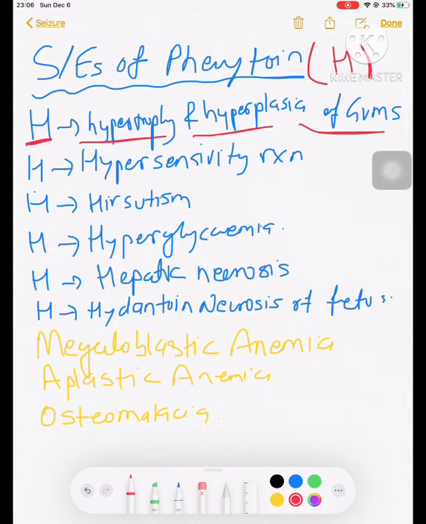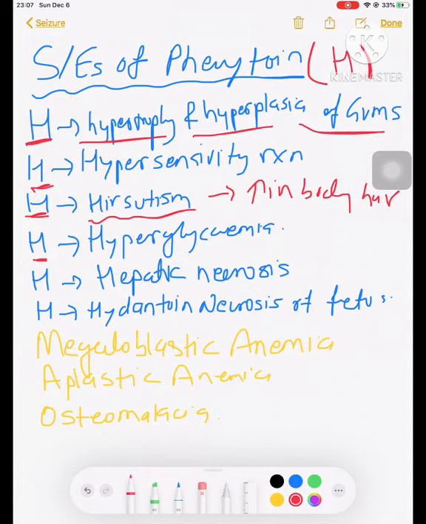The next is hypersensitivity reaction. The third one is hirsutism, meaning increase in body hair. Remember this, hirsutism. The next one is hyperglycemia. How does hyperglycemia occur? It is due to a decrease in insulin release due to the effect of phenytoin.